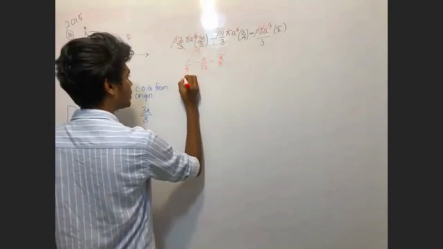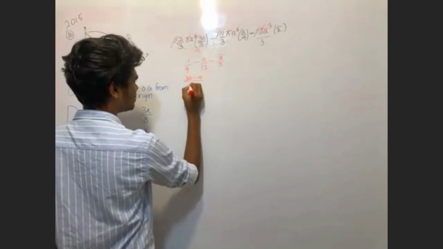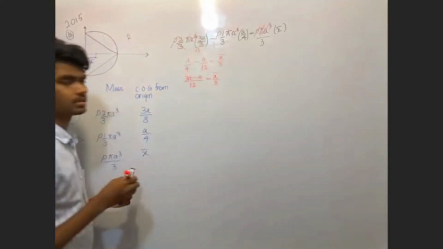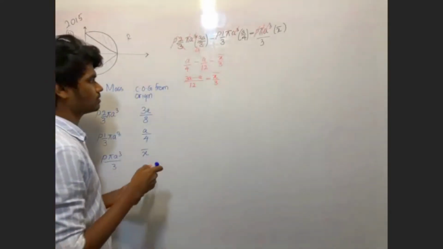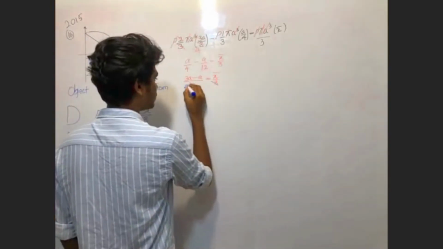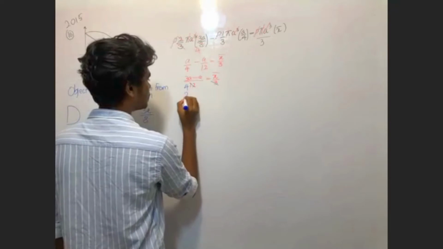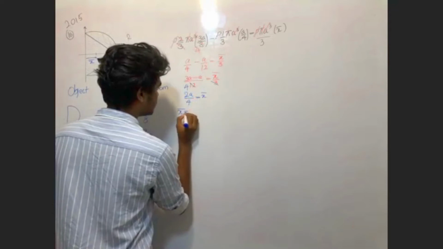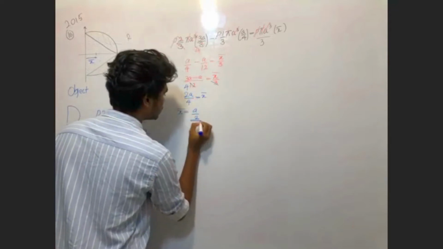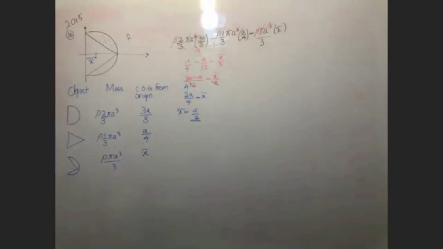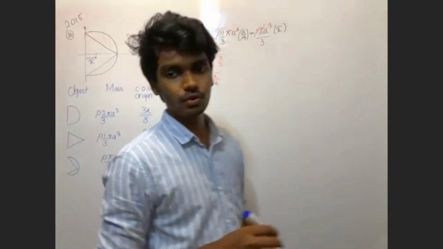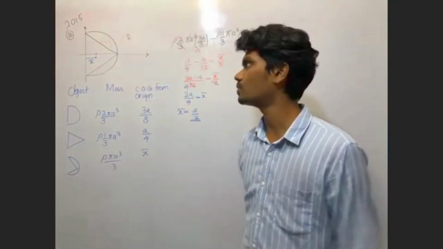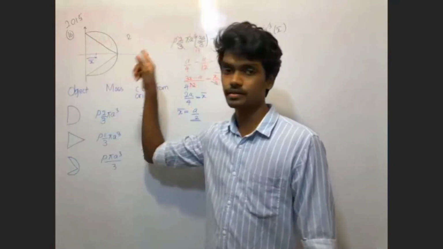So 3a minus a over 12 is equal to x bar over 3, right? So I will cancel this 4. So 2a over 4 is equal to x bar. X bar is equal to a over 2. Right? Yes. So in R, the center of mass is a over 2 from the center.